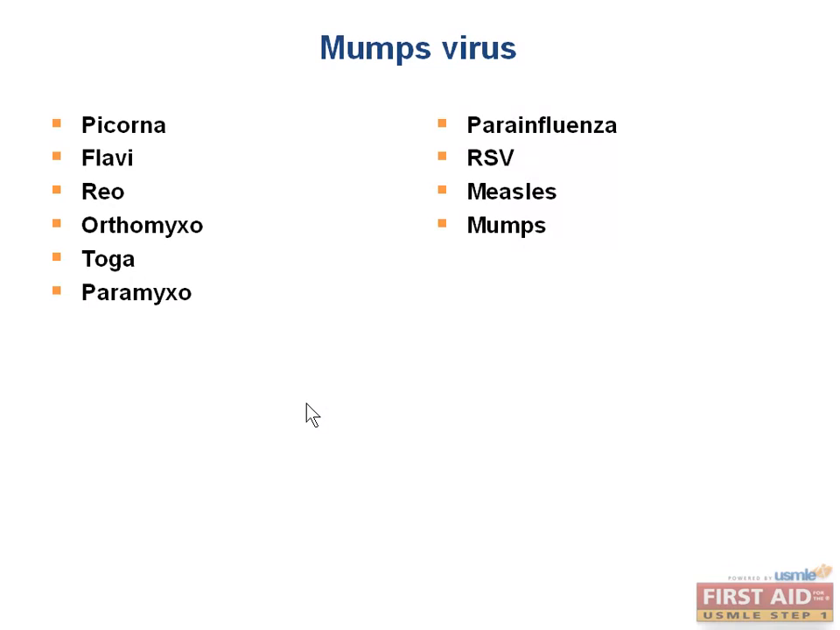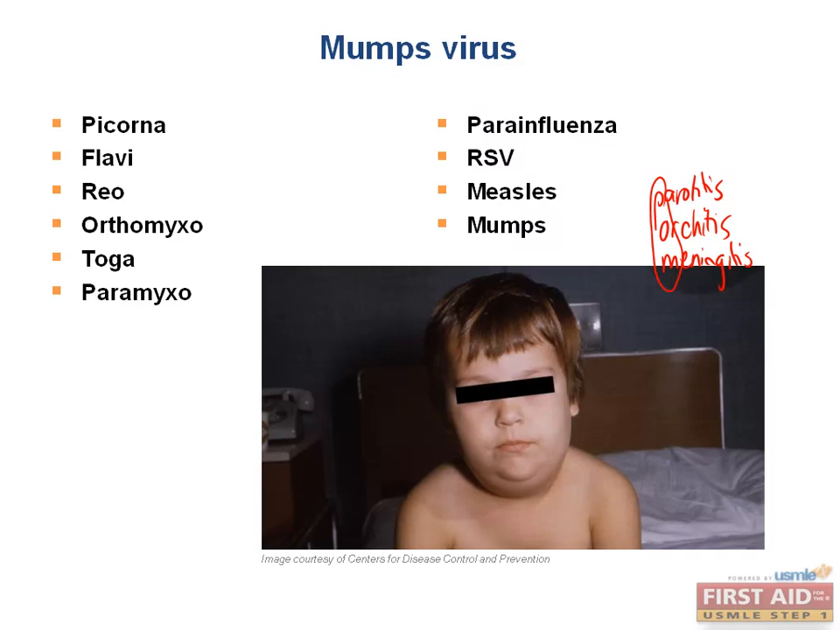Finally, mumps is our last paramyxovirus, which is acquired through respiratory droplets. It is characterized by inflammation and swelling of the parotids, known as parotitis, inflammation of the testes, known as orchitis, and inflammation of the meninges, known as meningitis. You can see the initial letters here spelled POM. Think of pom-poms. And when you see parotid glands that are swollen, like in this poor boy, you'll see why pom-poms is a really good mnemonic to help you remember this.